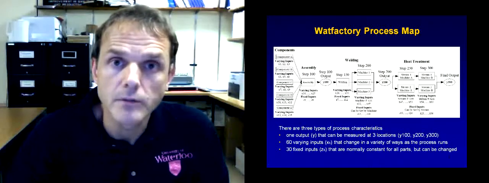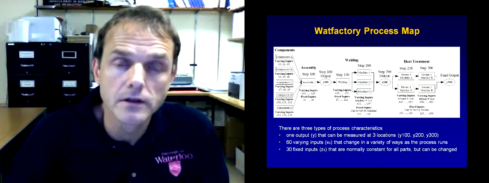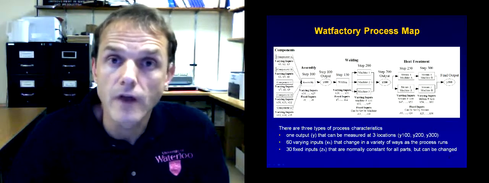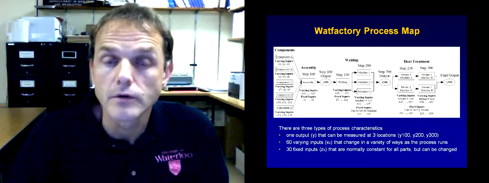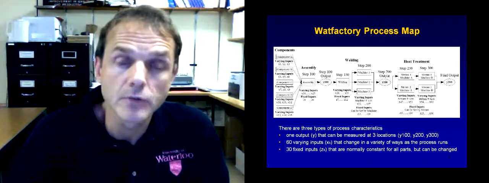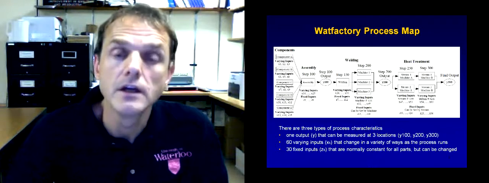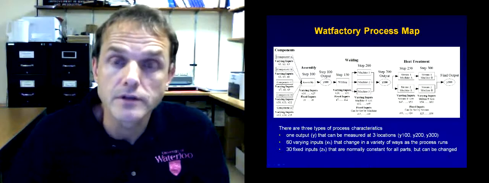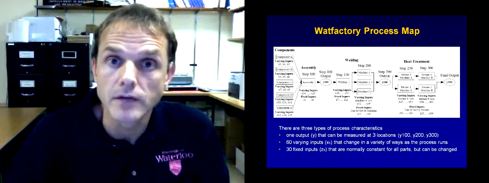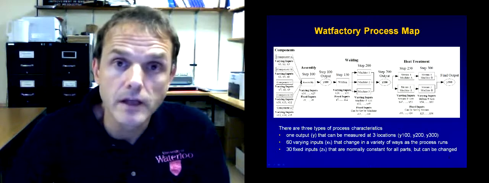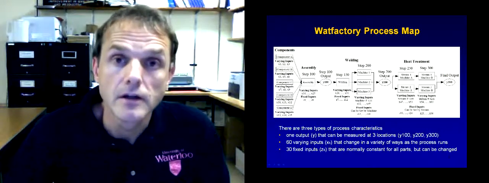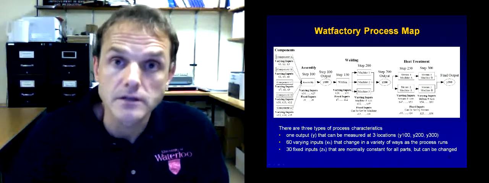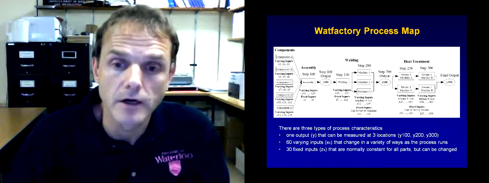Also notice that there are many inputs to this process, so there are many things that could have an influence on the output characteristic. There are 60 so-called varying inputs, denoted X1 through X60. As the name suggests, these are inputs that change as the process operates. And on the next slide, I'll give you some examples. In addition, there are 30 fixed inputs denoted as Z1 through Z30. And these inputs are normally fixed. They do not change as the process operates, but they can be changed. And later on, when we start thinking about solutions, these are the kinds of things that you need to look at for making the process better.